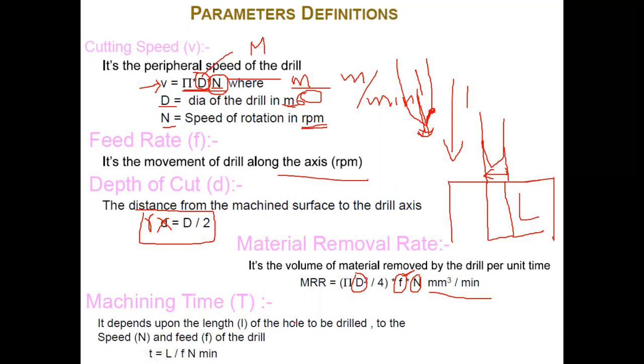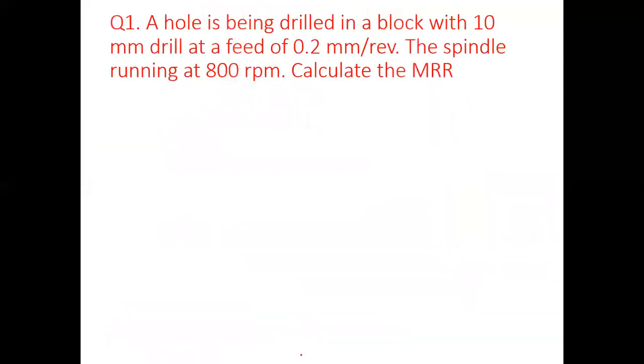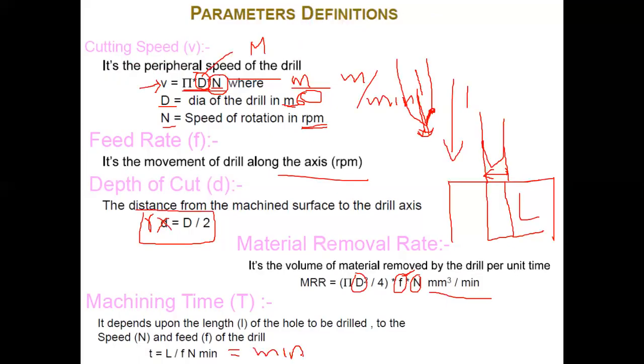Small f is nothing but your feed per revolution. So feed per revolution, f, into the number of revolutions in unit time will give you your time in minutes. So the length divided by feed into revolutions per minute will give you the cutting time or machining time in minutes, because the parameters you are inserting are in terms of minutes only. We can see these parameters in one of the problems so that you can understand better.